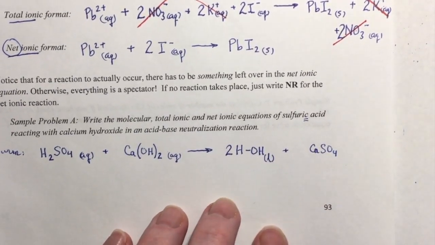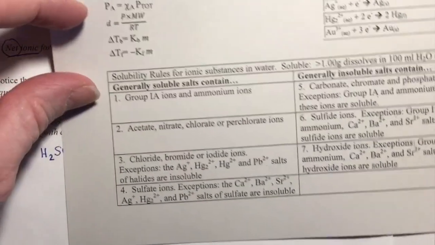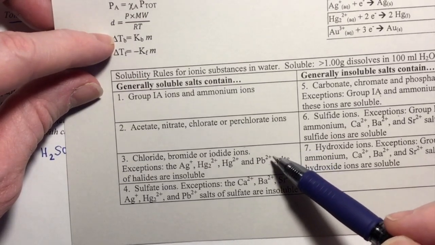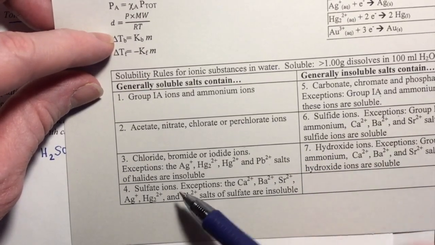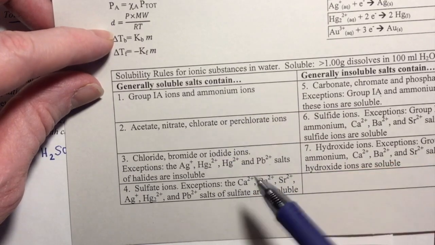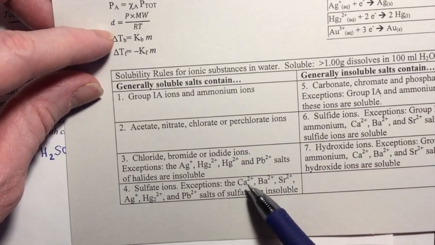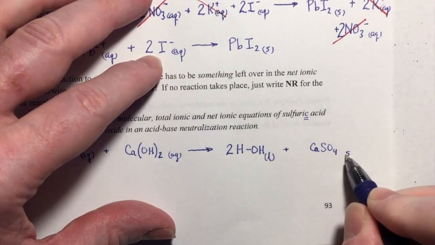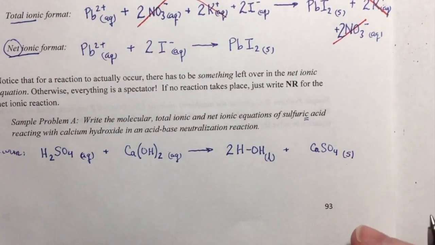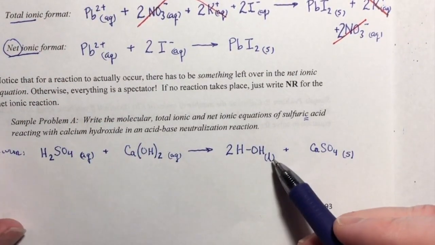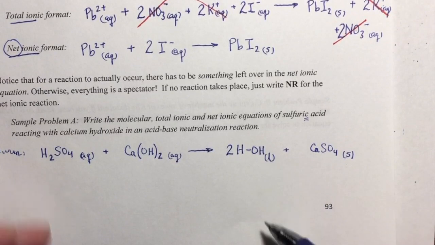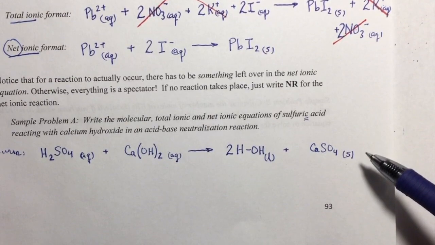For calcium sulfate, let's check its solubility. If I look at my solubility tables, Rule 1, no. Rule 2, no. Rule 3, no. Rule 4, sulfate ions. They are generally soluble. Exceptions, calcium sulfate is an exception. So calcium sulfate is insoluble, so it gets a solid state indicator. Those are critically important to get right, because if I don't get those correct, then the rest of my work will be in error. So I have my molecular format of the equation.